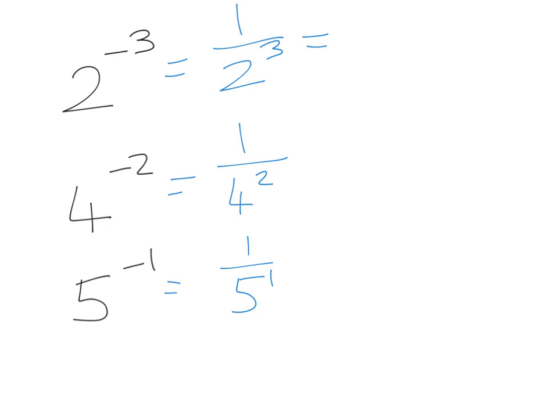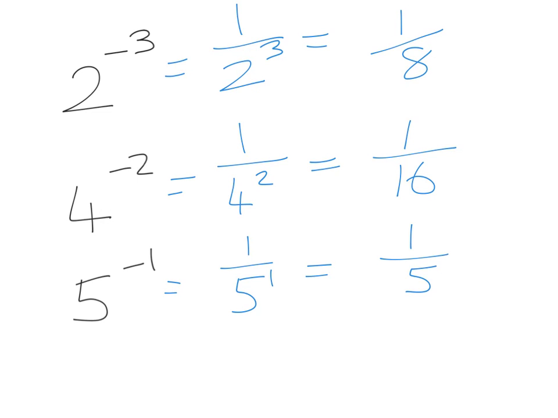Again, if they want you to evaluate, then they want you to actually work it out. So 2 cubed is 2 times 2 times 2, which is 8, so 1 over 8. 4 squared is 4 times 4, which is 16, so 1 over 16. 5 to the power of 1 is just 5, so 1 over 5.